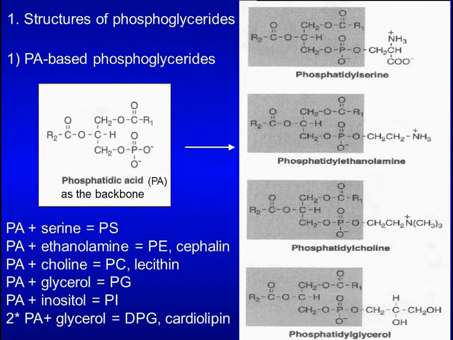Phosphatidic acid-based glycerophospholipids use phosphatidic acid as a backbone. Alcohol is attached to the phosphate group at the C3 position through an ester bond. When serine is attached to the phosphate group, the result is phosphatidylserine, or PS. Similarly, we will get phosphatidylethanolamine, PE, phosphatidylcholine, PC, and phosphatidylglycerol, or PG.